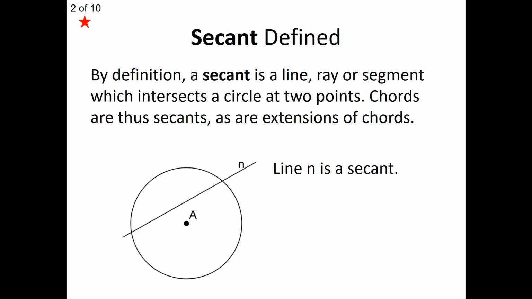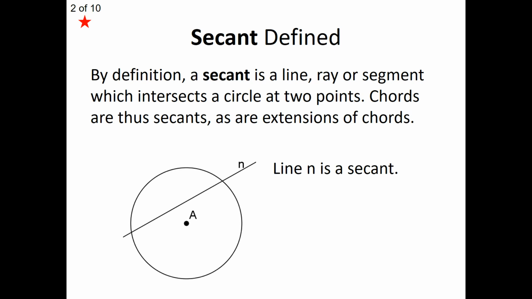So in other words, chords, which remember are these segments we've introduced since the beginning of chapter 9, are really just secants. If we extend those chords out, we form a secant line. In our diagram below, we're illustrating just a simple example of a secant line. We have circle A, such that line N is intersecting that circle at 2 points.